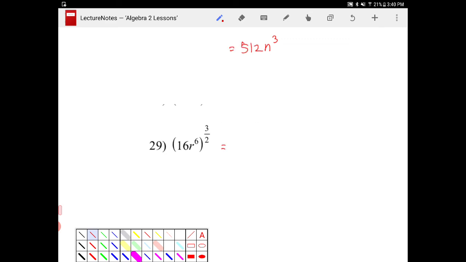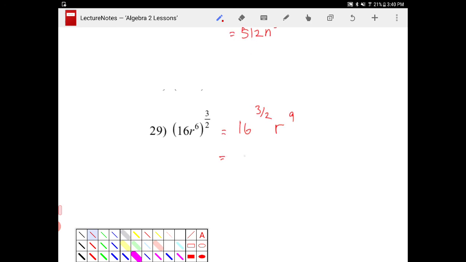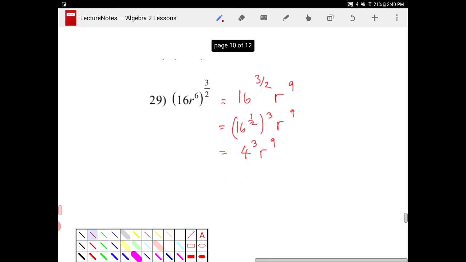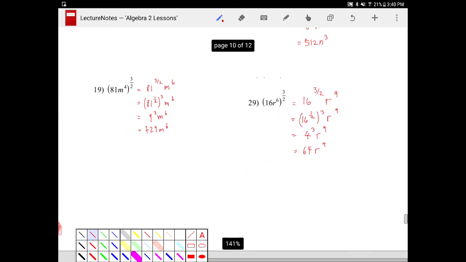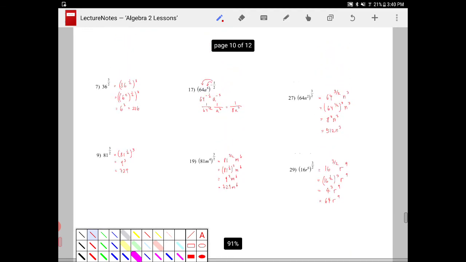16r to the 6 to the 3/2. 16 to the 3/2, r to the 9th, because 6 times 3/2 is 9. And 16 to the 1/2 to the power of 3. That would be 4 to the power of 3. And 4 to the power of 3 is 64. Final answer, 64r to the 9th. I believe that's it.